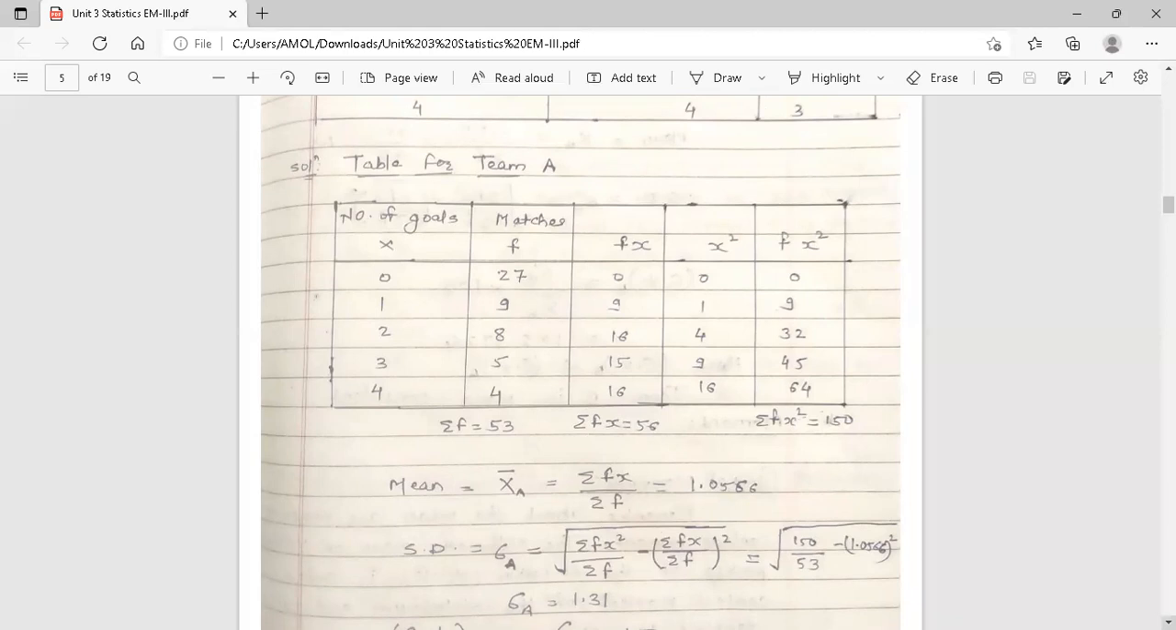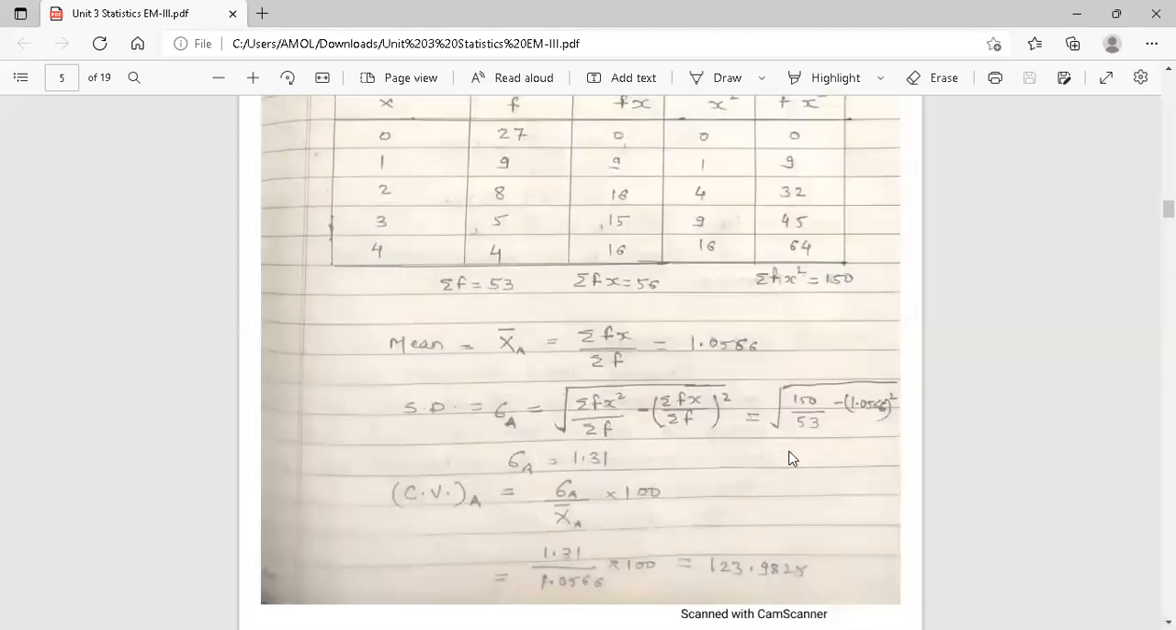Now the standard deviation for team A. The formula for standard deviation, sigma suffix a for team A, is equal to under root summation fx square upon summation f minus summation fx upon summation f whole square. Now, what is summation fx square? Its value is 150. So put summation fx square is equal to 150 upon summation f. Summation f is 53. So put here 53 minus summation fx upon summation f.